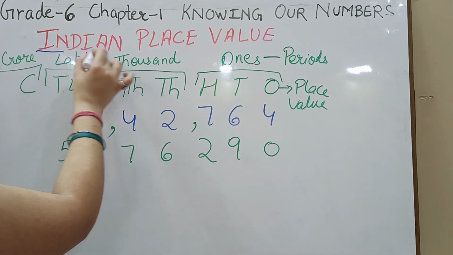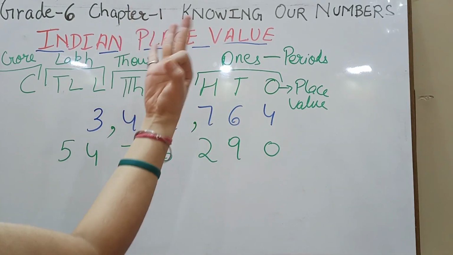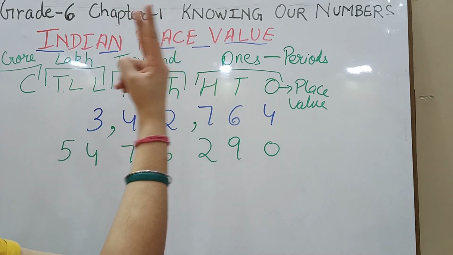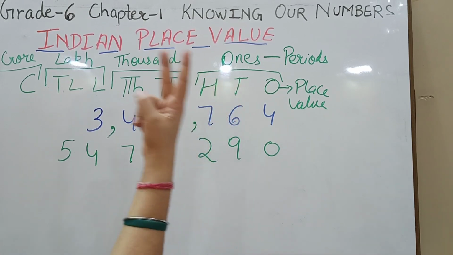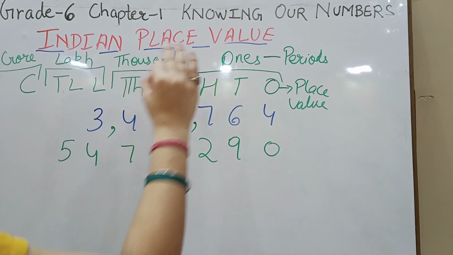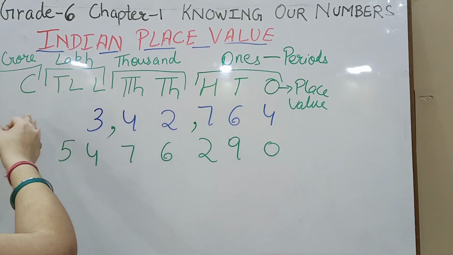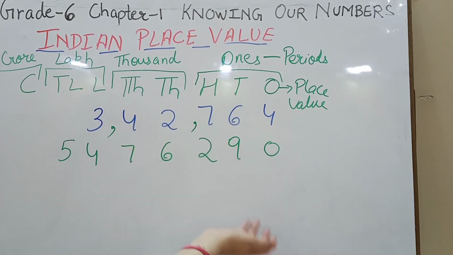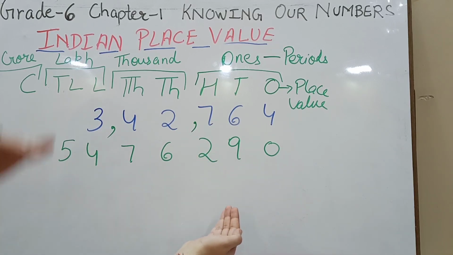Remember, in Indian place value system, commas are after 3, then comma, 2, comma, 2, comma. So in Indian place value system, the commas start from 3 to 2. So 3, comma, 2, comma, 2, comma. Why am I telling you 3, 2, 2, 2 like this? Because in the next system that we are going to do, that is international place value system. So first you need to understand what is Indian place value system.